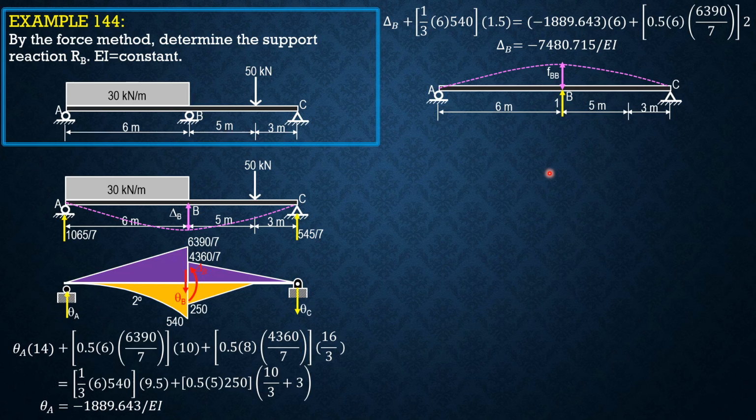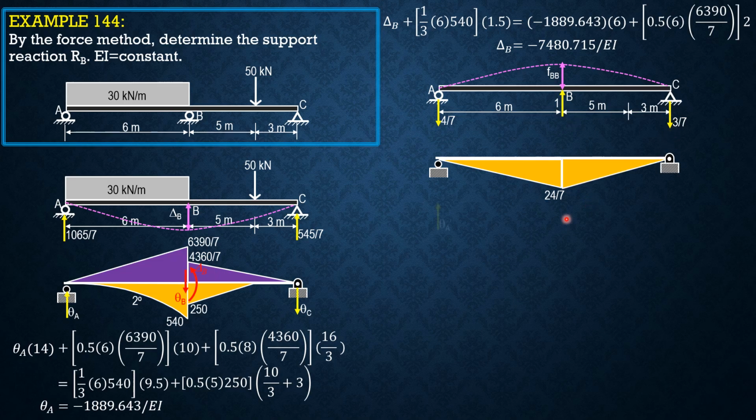Now for FBB, so we apply unit upward load at B, causing it to deflect by FBB. Then by the conjugate beam method, let's compute the reaction here. Downward reaction here times 14 equals 1 times 8. So 8 over 14 is 4 over 7 downward. So this is 3 over 7 downward. So since we make B as our moment center, the moment diagram or the loading for the conjugate beam would be 4 over 7 times 6, 24 over 7, 3 over 7 times 8, so 24 over 7 as shown.